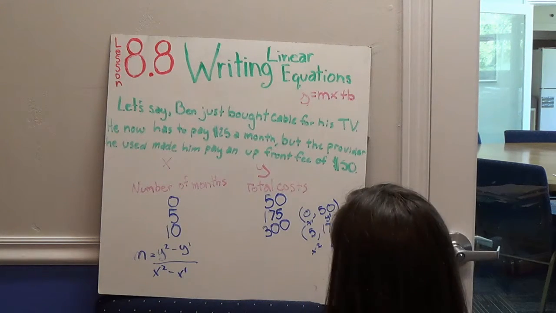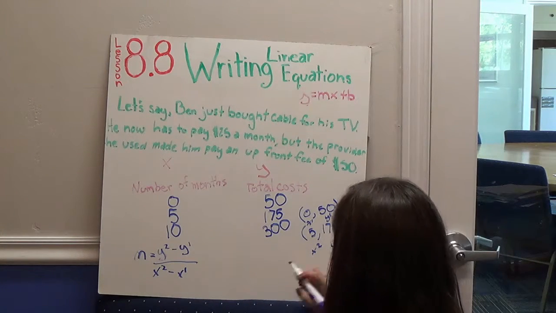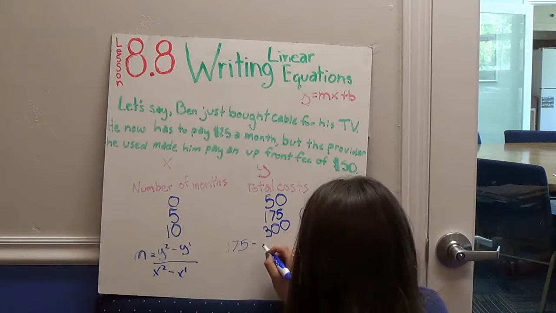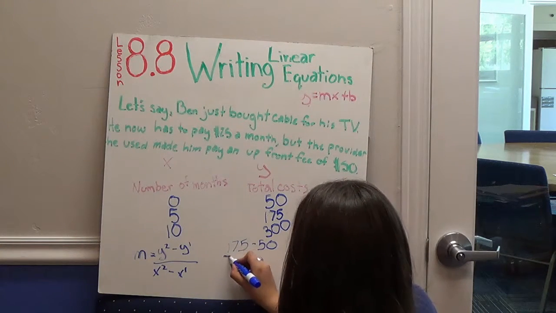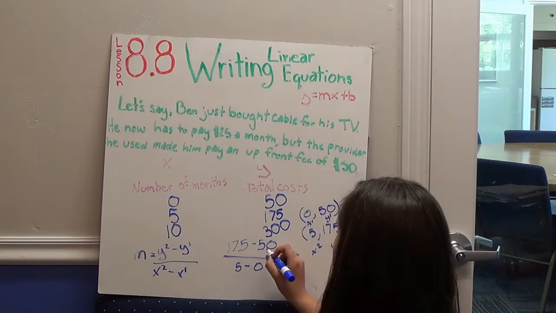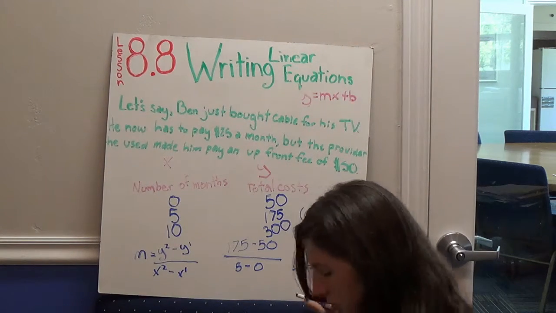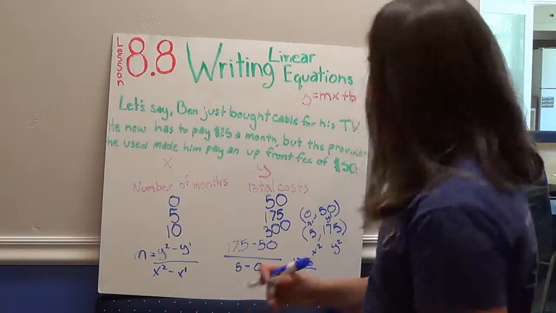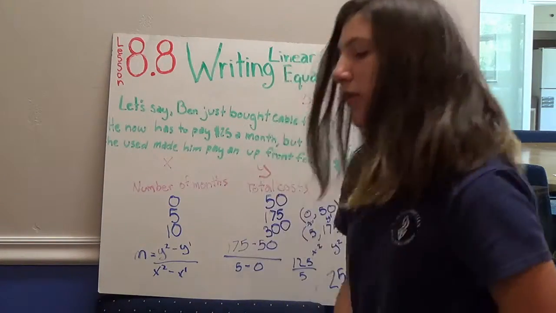Alright, now that we have that settled, you're going to set it up like that. So 175 minus 50 over 5 minus 0, which gives you 125 over 5, which 125 divided by 5 equals 25. Okay, so there's 25.